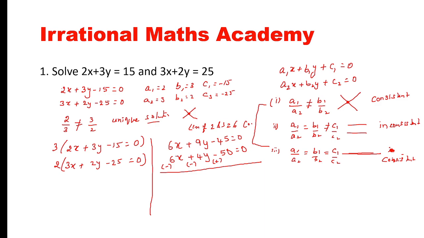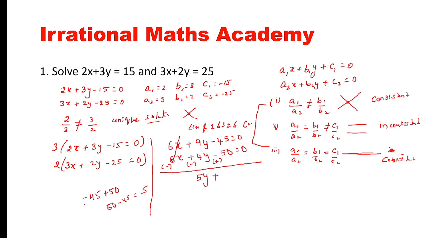6x minus 6x, 0. 9y minus 4y, 5y. Minus 45 plus 50. Okay, you can write down here. Minus 45 plus 50. So whenever you come across two different signs, what you need to do is, whenever two different signs are there, subtract from the bigger number. 50 minus 45, I'll get what?